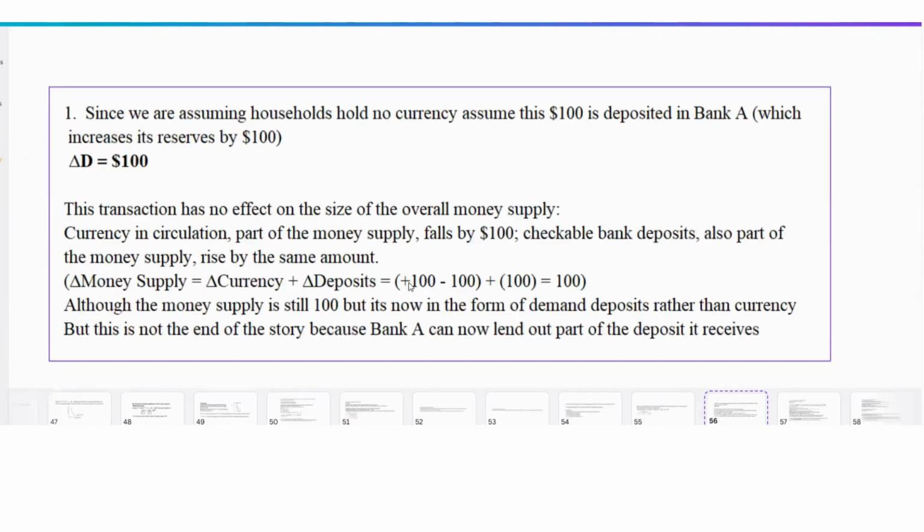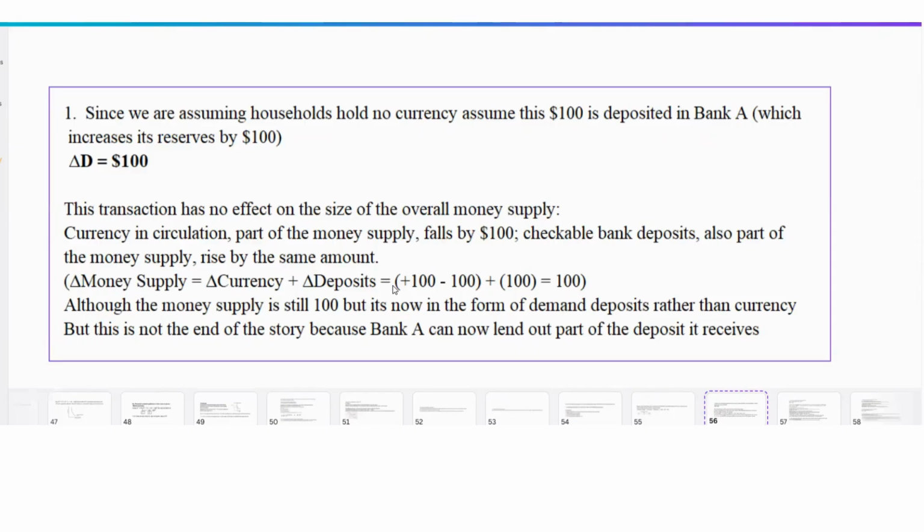Because initially you had $100 more currency. Now the $100 in currency went down and $100 of deposits increased. So the overall change in money supply, delta MS, is still 100. Although the change in money supply is still 100, the additional money supply is now in the form of demand deposits rather than currency. Initially, that change in money supply was in the form of currency, but now it's in the form of demand deposits.